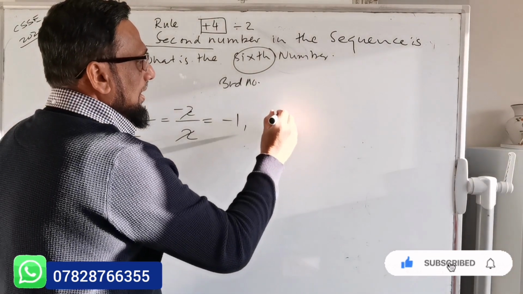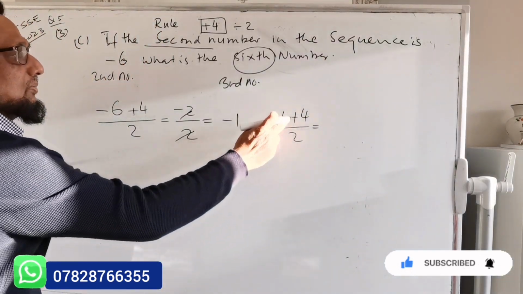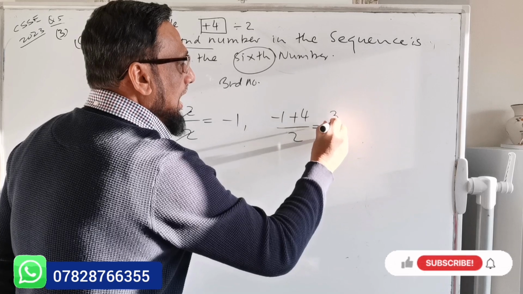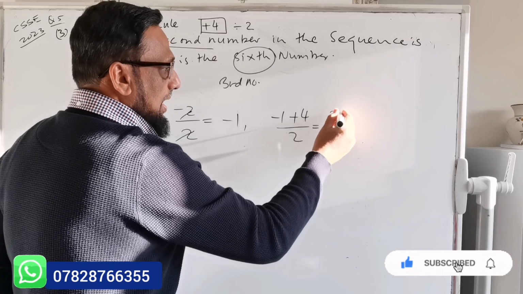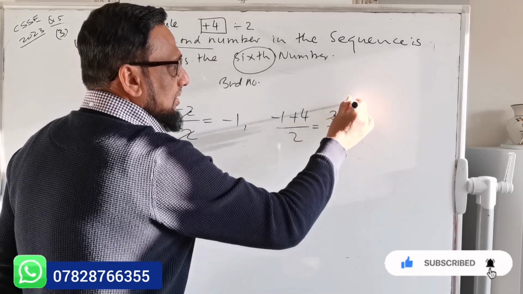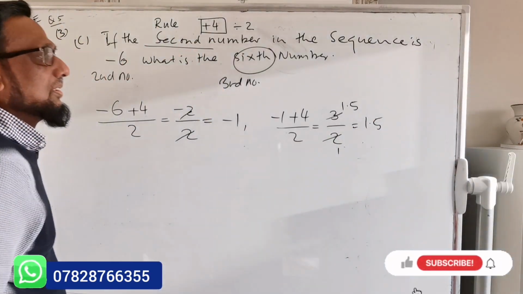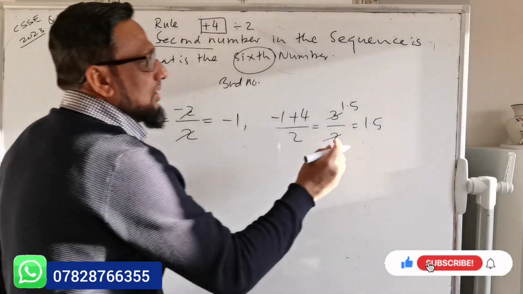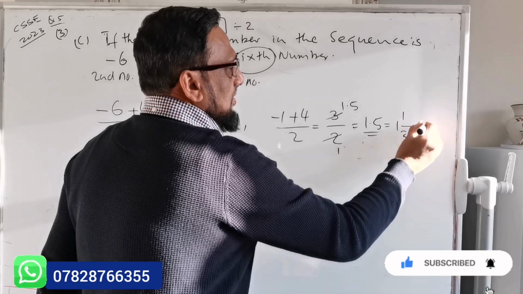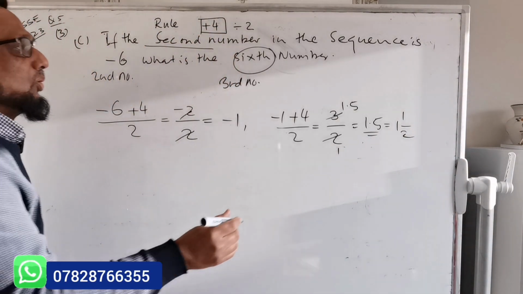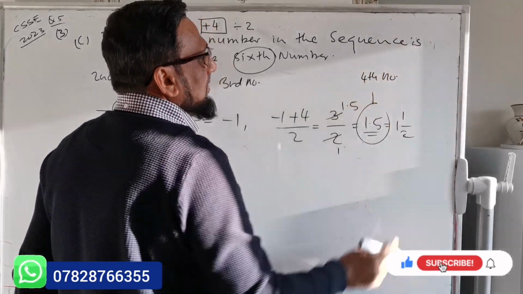Now, minus 1 plus 4, divided by 2. Minus 1 plus 4 is 3, and 3 divided by 2 is 1.5. So your answer is 1.5. This is your fourth number.